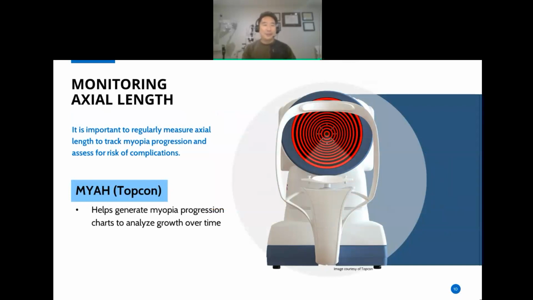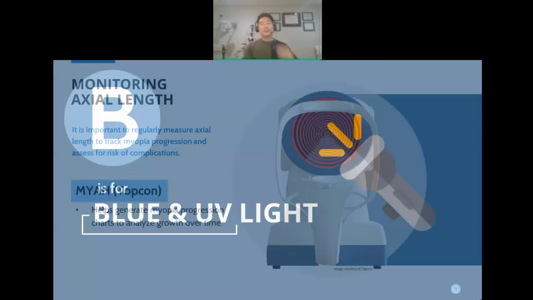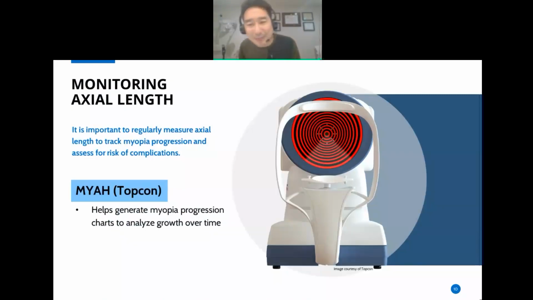So how do we measure axial length? Back then, there were many different ways. The one that I use is the Myah Topcon. There are many different ways to actually measure axial length. One way is that you can use a direct tip, kind of like a pachymeter. You tap, and it tells you how long the eyeball is.